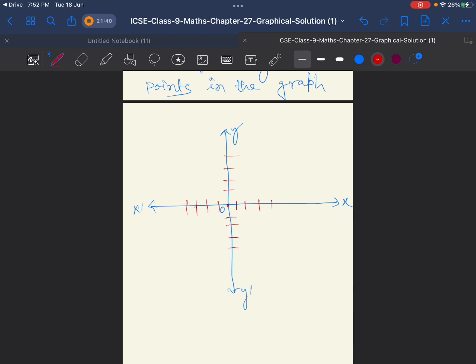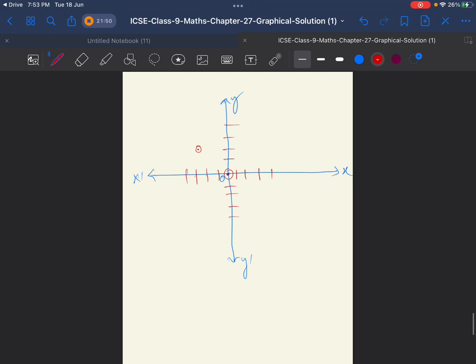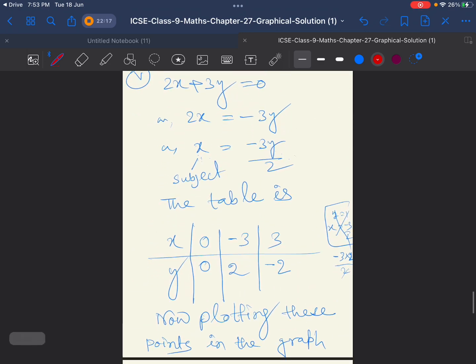Okay, so look at this point, (-3, 2): x is -3, count 1, 2, 3, and y is +2, so this point will be here. And the third point is (3, -2), so 1, 2, 3 and -2 is here, so this point is here. Now we draw the straight line. So this is the straight line.